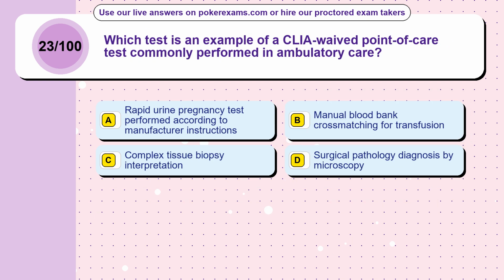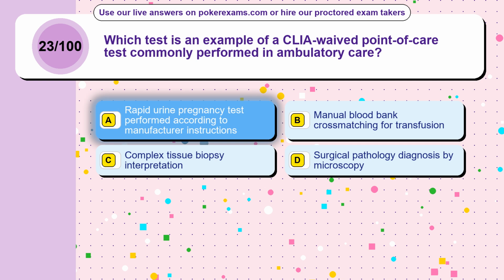Question 23. Which test is an example of a CLIA-waived point-of-care test commonly performed in ambulatory care? Option A. Rapid urine pregnancy test performed according to manufacturer instructions. Option B. Manual blood bank cross-matching for transfusion. Option C. Complex tissue biopsy interpretation. Option D. Surgical pathology diagnosis by microscopy.